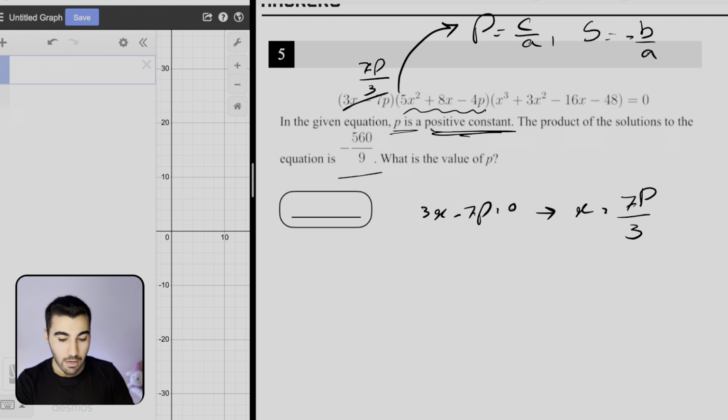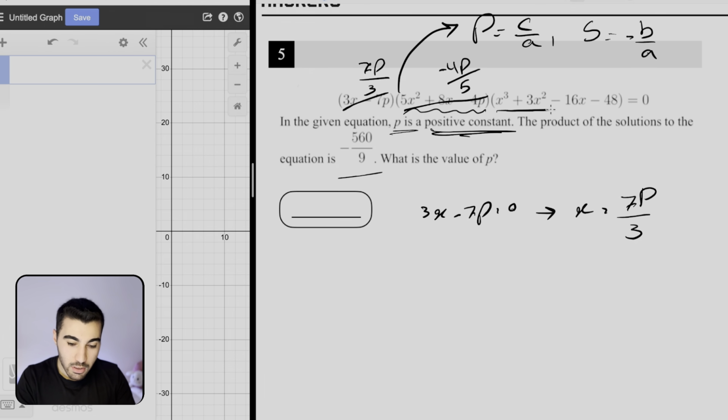So now we're looking for the product. So I'm going to do C over A, right? So this is C, this is A. So C over A is going to be negative 4P over 5. Negative 4P over 5. So that is the product of the solutions to this one.